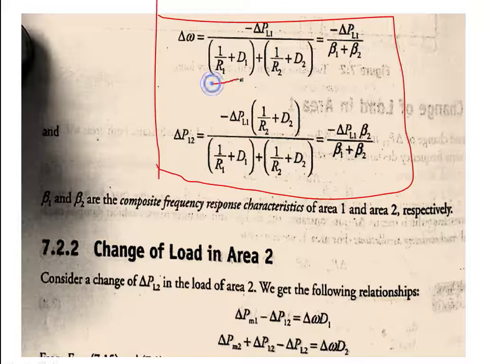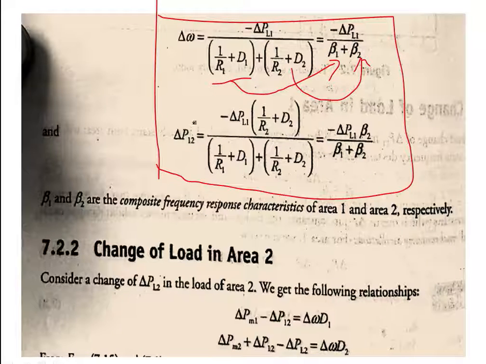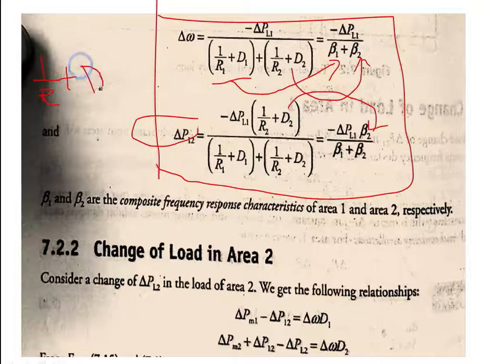This 1 over R1 plus D1 can be rewritten as beta 1, and 1 over R2 plus D2 can be rewritten as beta 2. Similarly, for the change in power, this is the equation. As we know, we have to replace 1 over R2 plus D2 by beta. So in general, 1 over R plus D is replaced as beta. Clear? So with respect to change in load in area 2, we have to write 2.